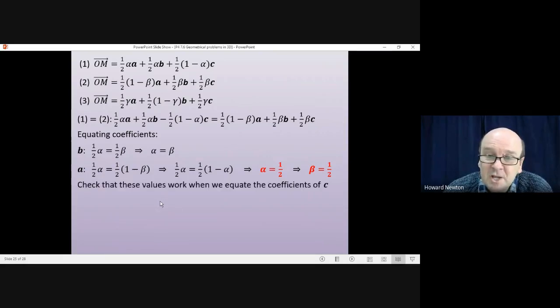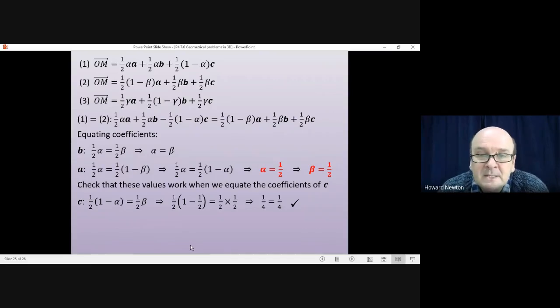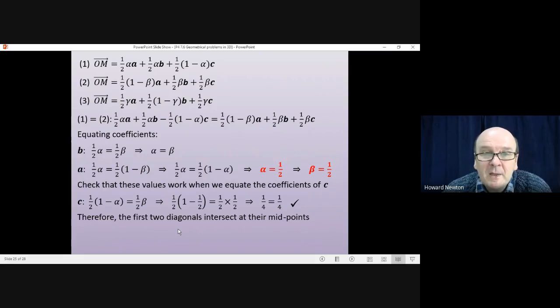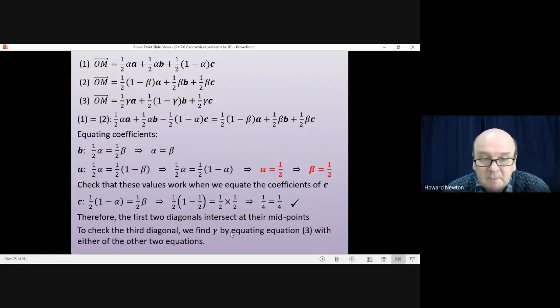Now, we do just need to check that these values work when we equate the coefficients of C, the third of these three vectors. So looking at the coefficients of C, a half into 1 minus alpha should equal a half beta. That gives me a half into 1 minus a half should equal a half times a half, which gives me a quarter equals a quarter. So all is well. Therefore, we now know that the first two diagonals, they do intersect, and they do intersect at their midpoints. They bisect each other. To check the third diagonal, we need to find lambda.